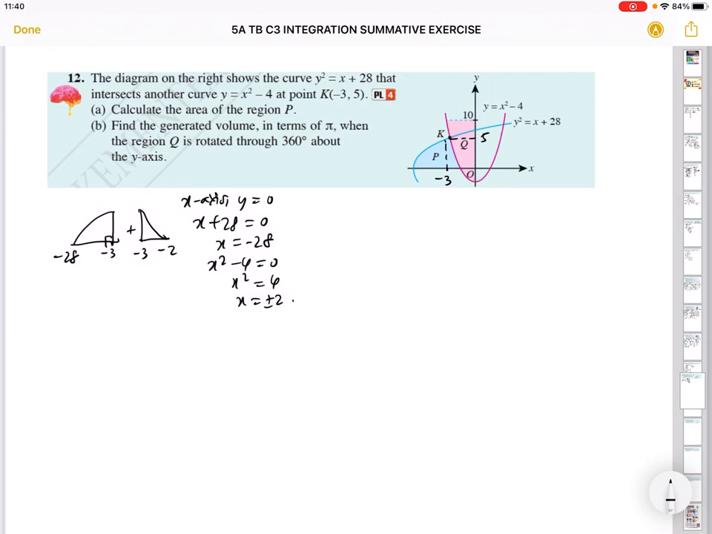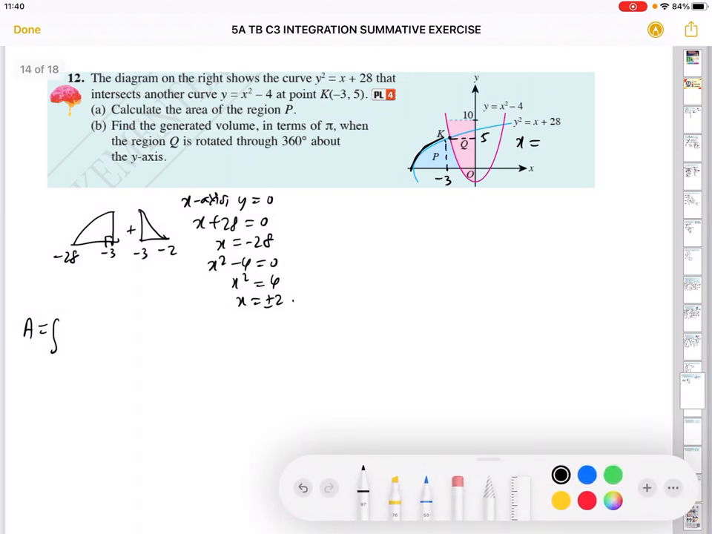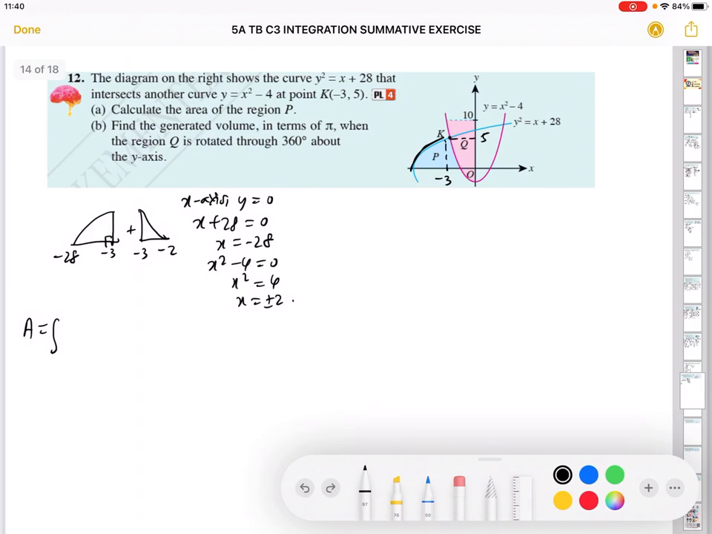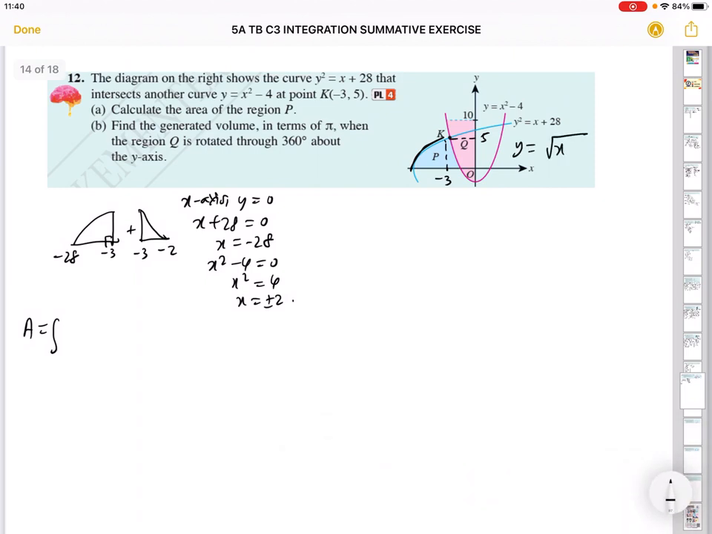It's given by, if I make y the subject, I think we need to put a square root, right? So for y as the subject, you have to put a positive square root, not a negative square root, because it's above the x-axis. So we can put (x + 18) to the power of half. Lower limit is -28, upper limit is -3.